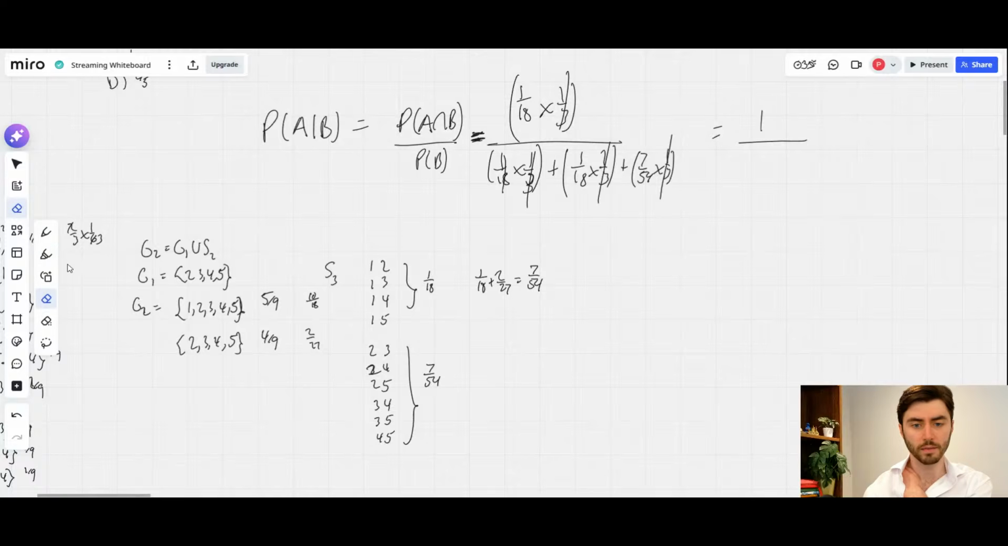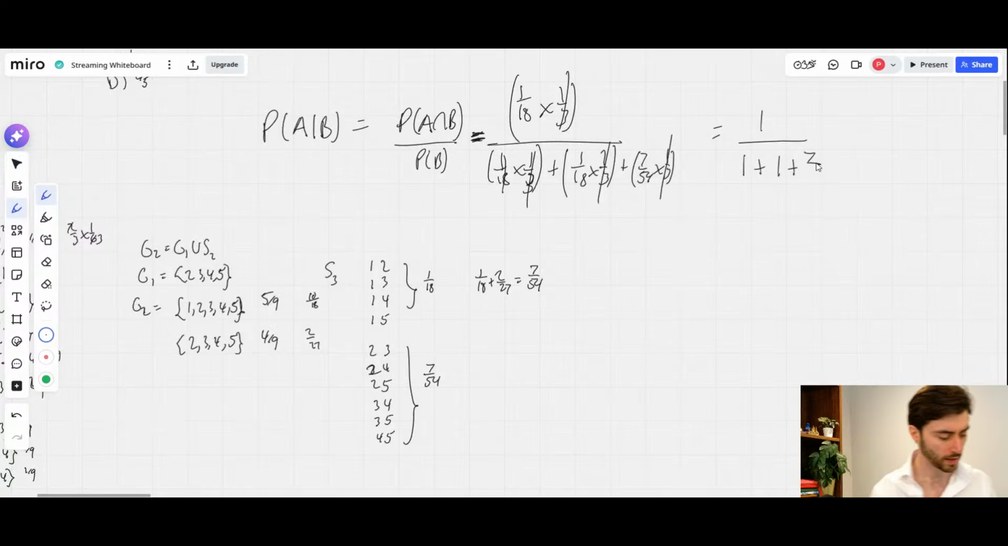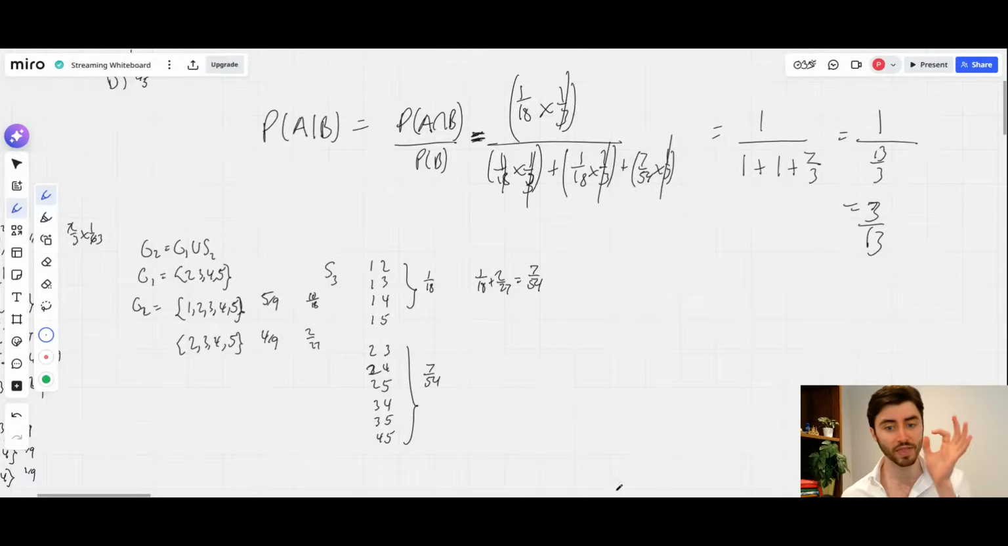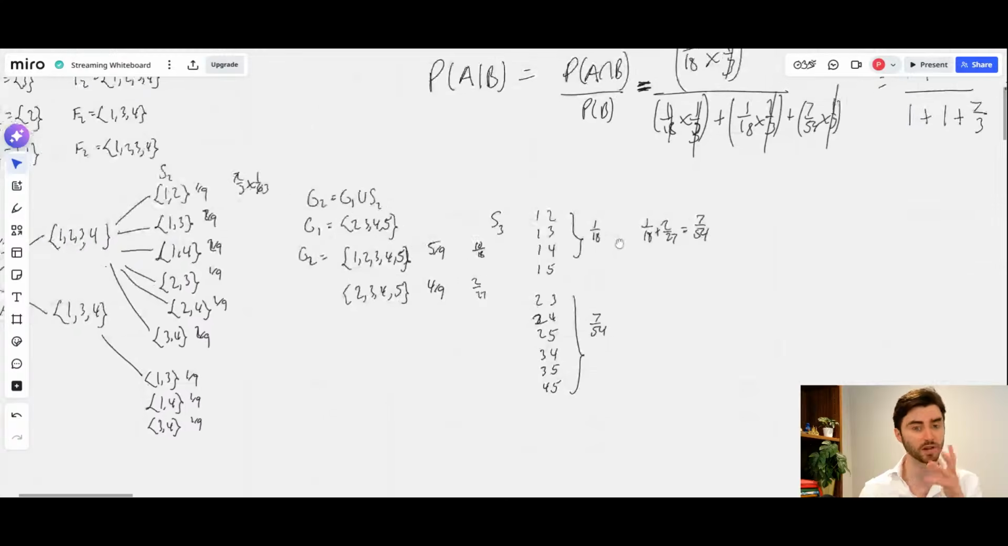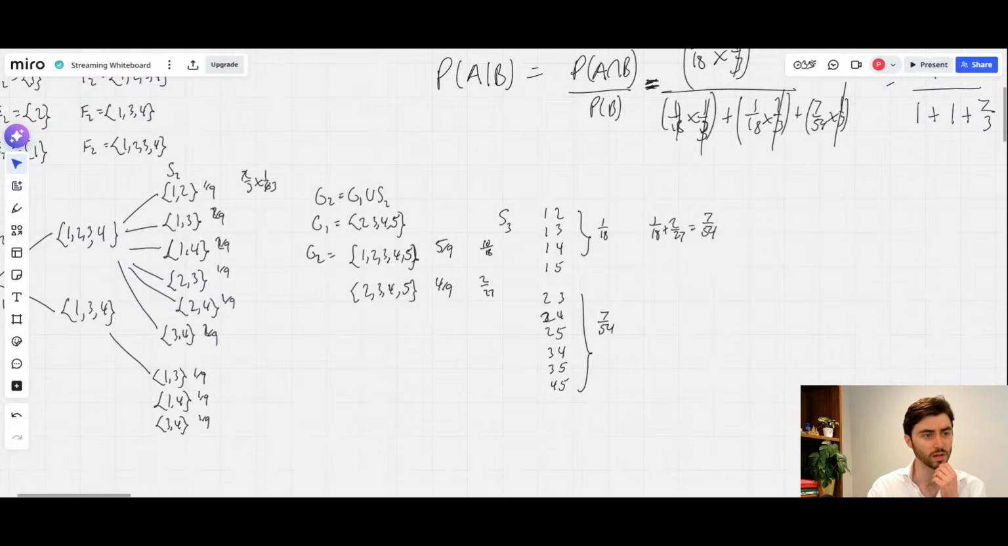No, I'm not overcomplicating. You would get 1 over 1 plus 1 plus 7 over 54 times 18, which is 7 over 3. So it's 1 over 3, 6, 13 over 3. Yeah, that would be 3 over 13, which is not an option. And that's the reason why, because I think we consolidated, which isn't what you're supposed to do.